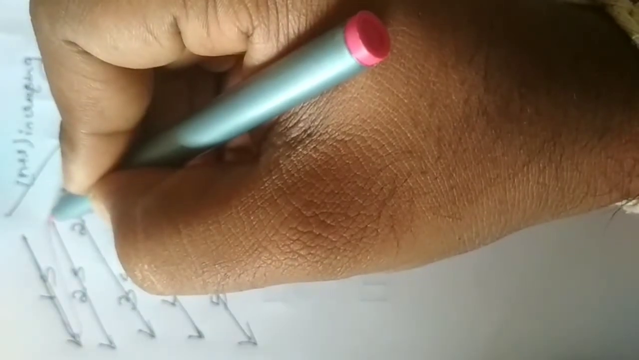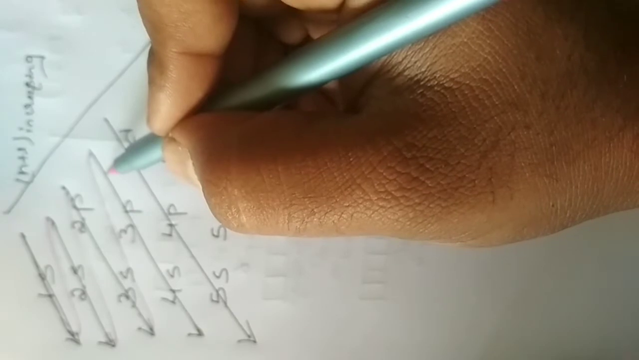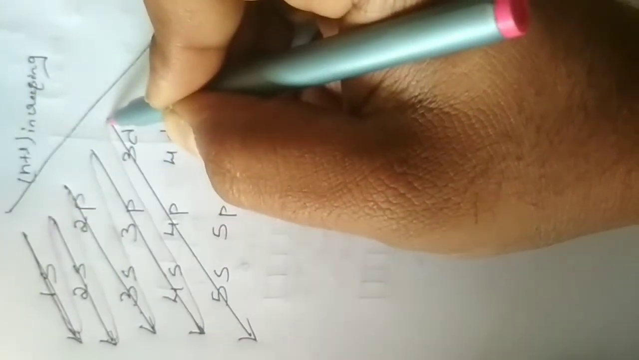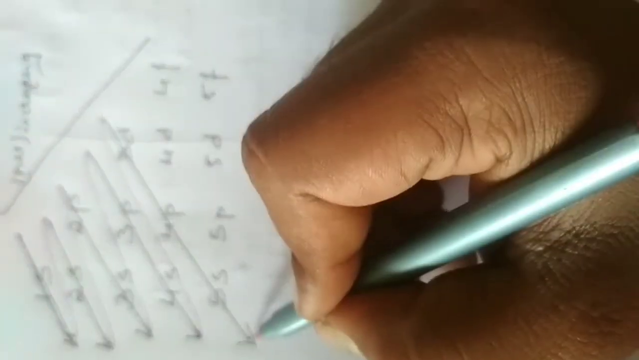I'm writing this. See, first we go into 1s, again we are going to 2s, correct? 2s, again we are going to 2p, and 2p to 3s, 3s to 3p, 3p to 4s, 4s to 3d, 3d to 4p, 4p to 5s, again we go to 4d. Okay, did you understand here? This is the principle.